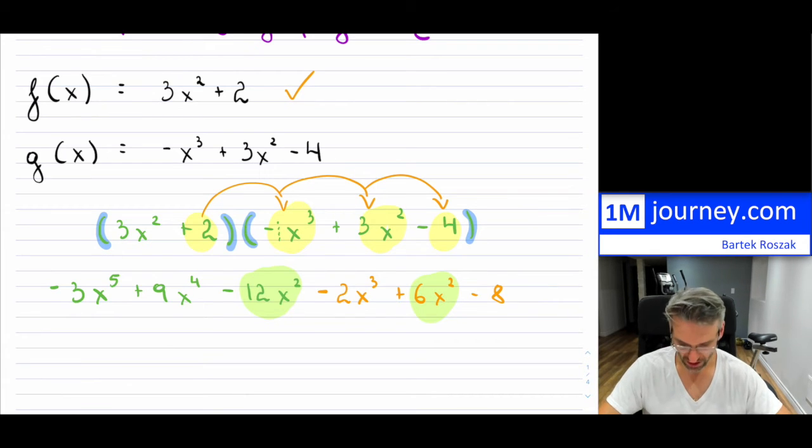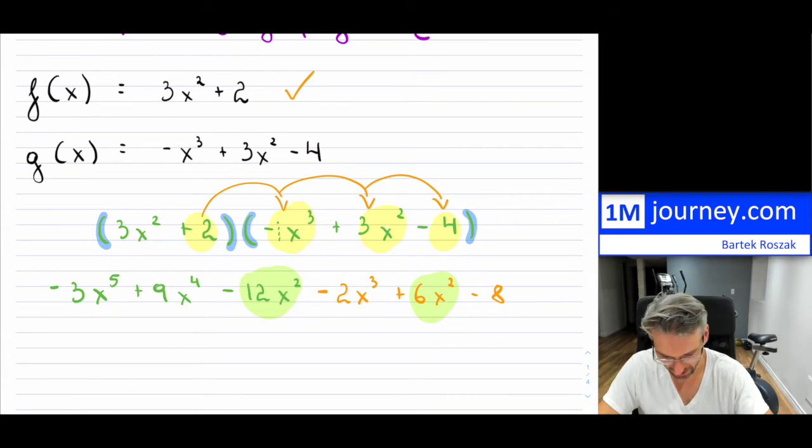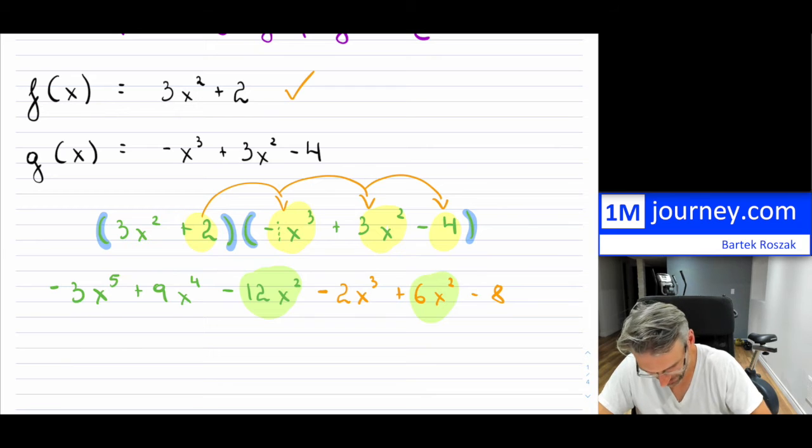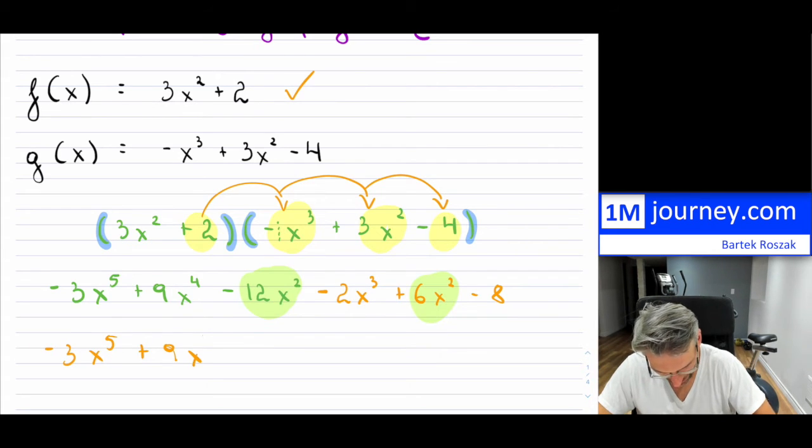Those are the only like terms that we have in here, because for everything else, the exponent on the x is different. So if I rewrite this in full, those ones are the first two. Then I'm going to keep my minus 2x cubed from here.